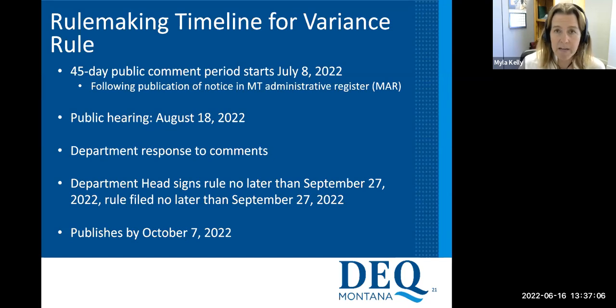And then our rulemaking timeline for this variance rule: we would like to submit it and publish the notice in the Montana Administrative Register. The publication would occur July 8th, 2022, so this July, and that would kick off a 45-day public comment period during which we will have a public hearing on August 18th. The department will respond to comments, and then the department head will sign the rule no later than September 27th. The rule being filed no later than September 27th means it will publish by October 7th. So that is our intended timeline for this variance rule.